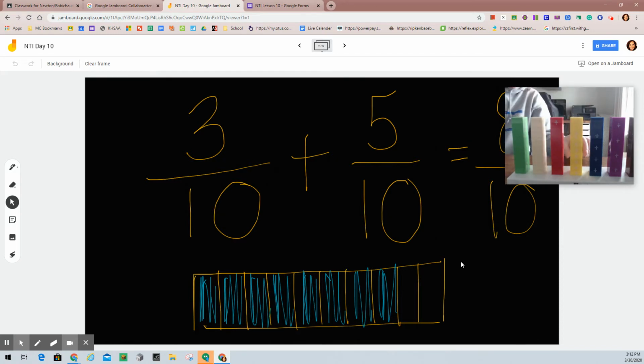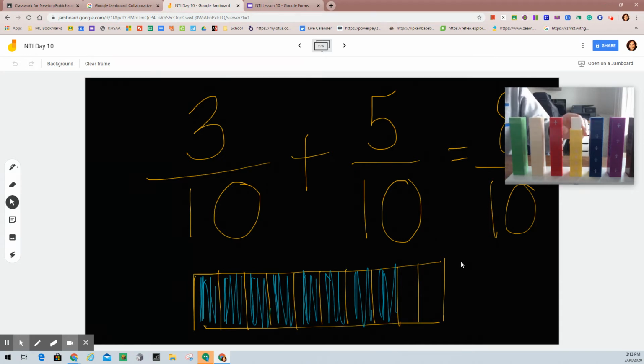So I started with 3/10. I'm going to take these off. Okay, so I'm starting with 3/10. 1, 2, 3. And I'm adding in 5 more tenths. So 3/10, 4/10, 5/10, 6/10, 7/10, 8/10. And guys, if you look at this, we've been adding fractions and we didn't even know it at the time.